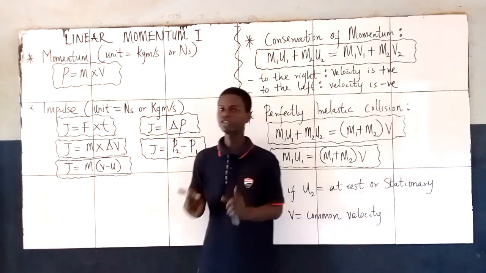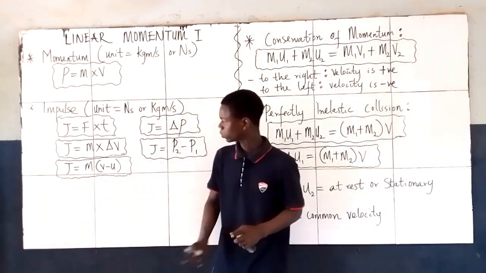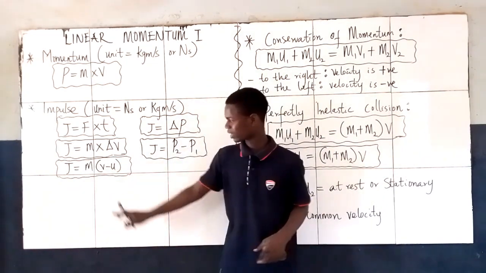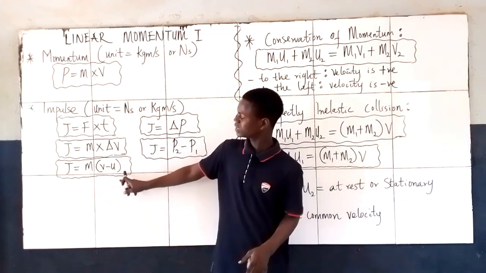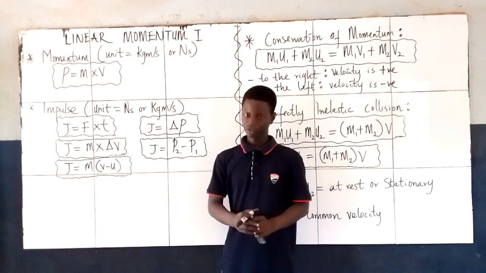Now another formula you can use to get your impulse is what? M in bracket, final velocity minus initial velocity. And this is simply an expansion of this formula.